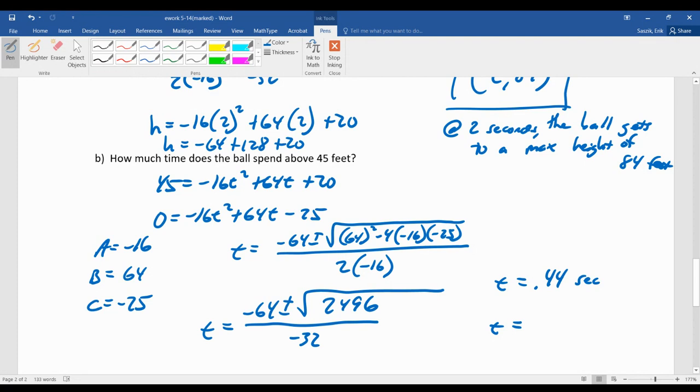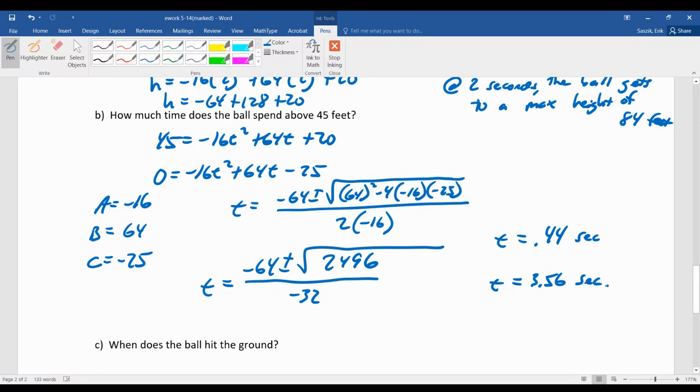And now I'm going to do negative 64, minus square root 2496. I'm going to divide that by negative 32, and I come up with 3.56. So what you notice here is both of these answers are positive. Now the question says, how much time does a ball spend above 45 feet?